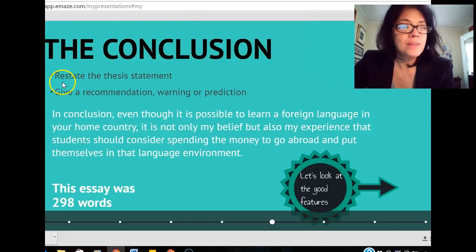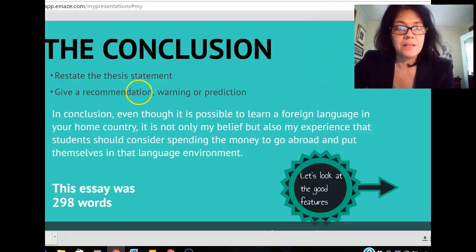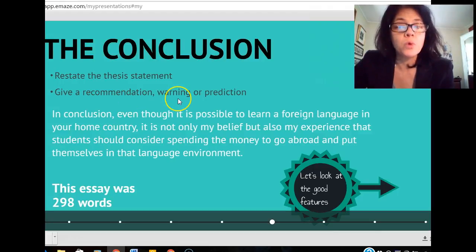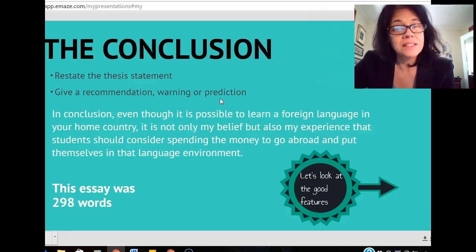The conclusion must restate the thesis statement and give one of the following: a recommendation, a warning, or a prediction. I wonder if you can see what this one does. Let's read it. In conclusion, even though it is possible to learn a foreign language in your home country, it is not only my belief but also my experience that students should consider spending the money to go abroad and put themselves in that language environment.